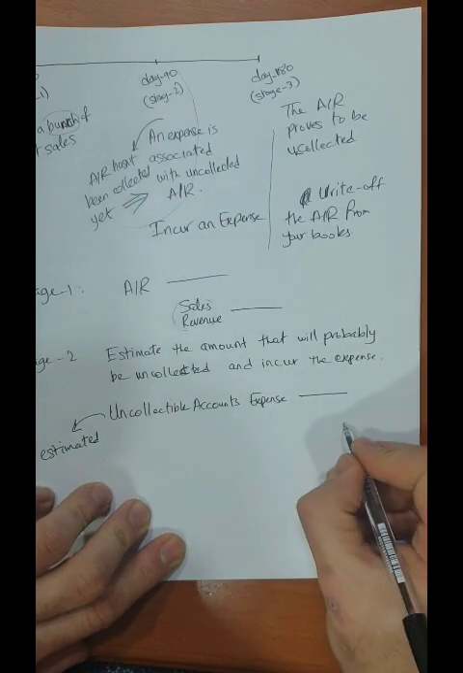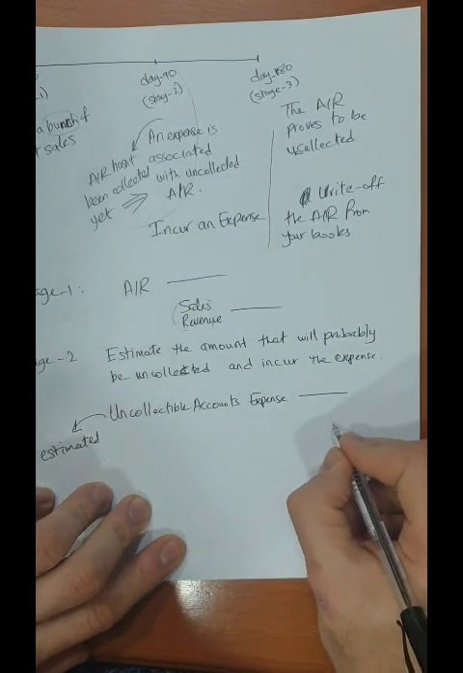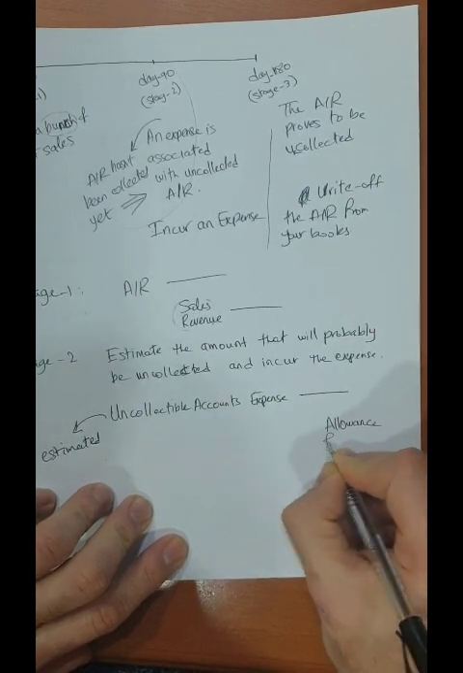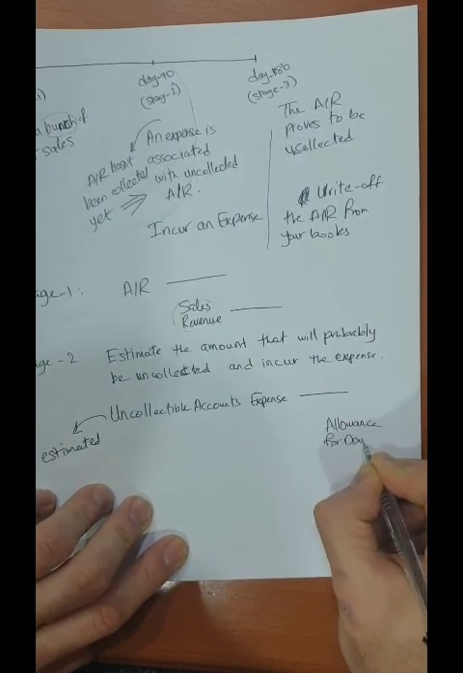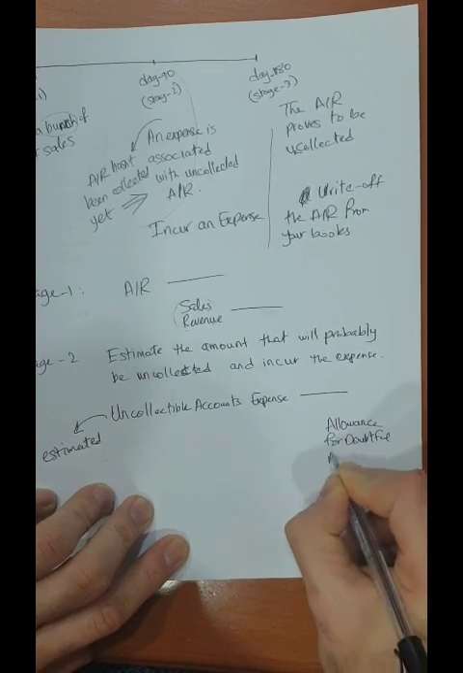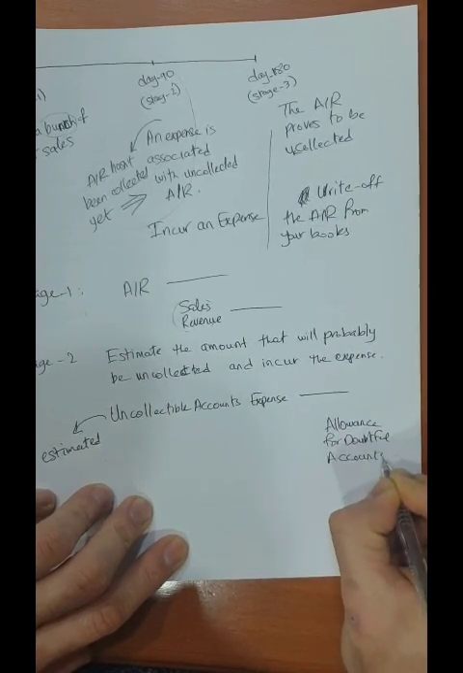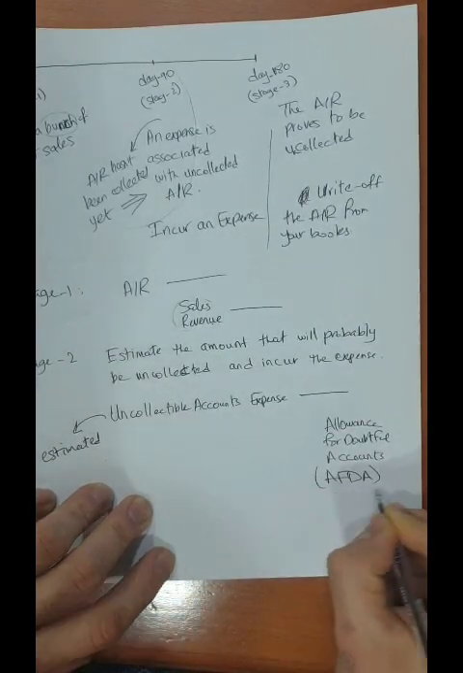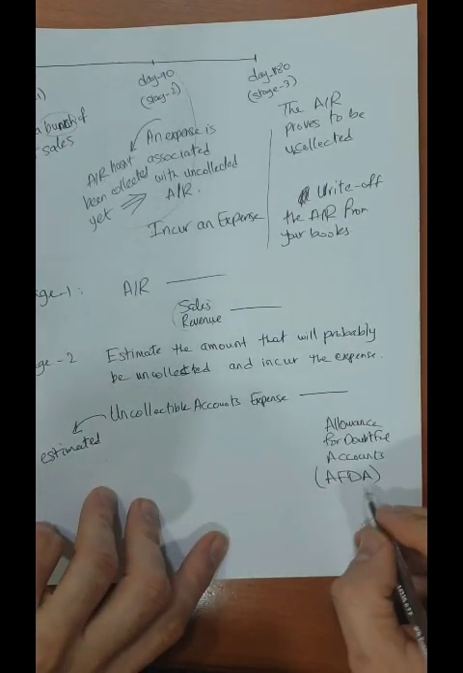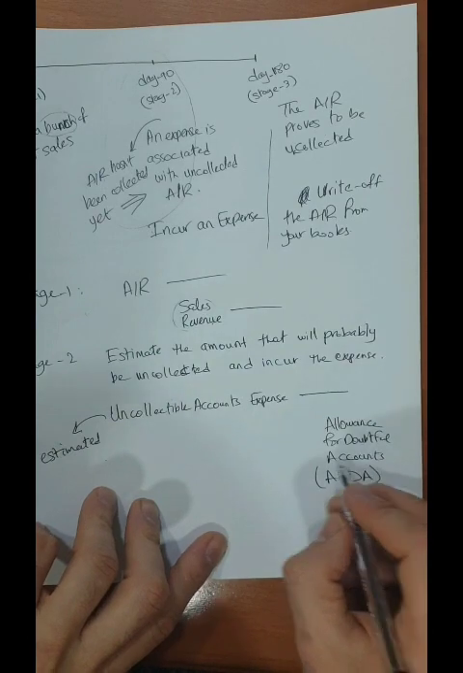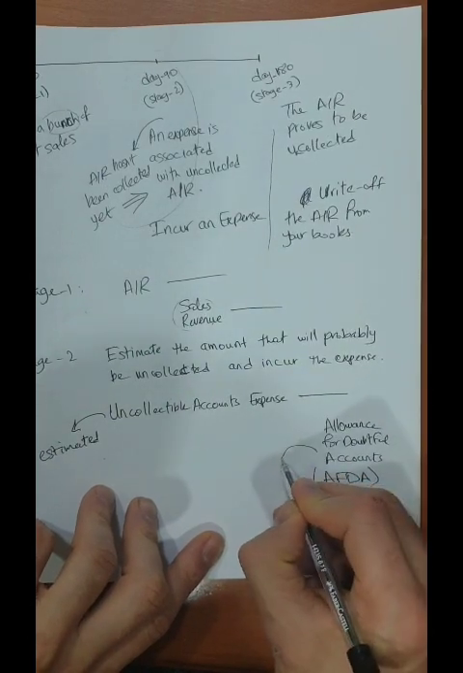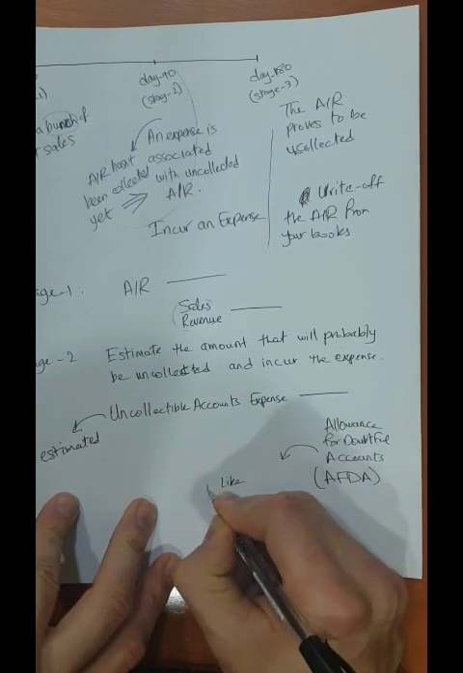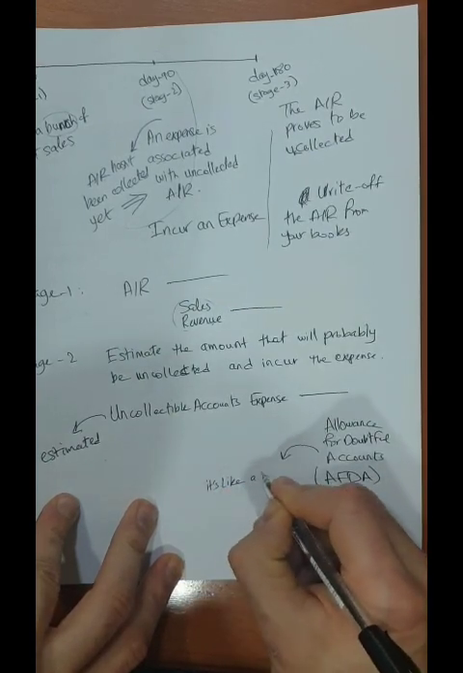On the other hand, you should have something called allowance for doubtful accounts, or in other words, AFDA. Memorize this AFDA because you will see it everywhere and I'll use it from now on. This AFDA is like a reserve.